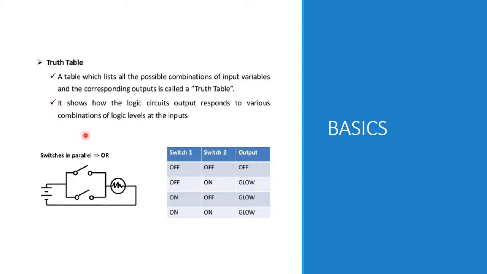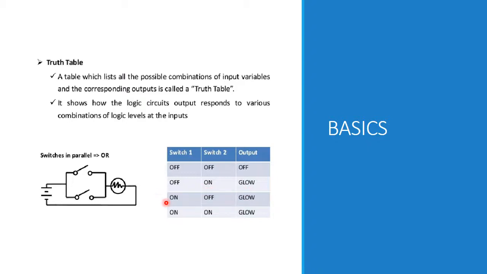For example, consider this circuit. Switches are in parallel. Now there are two switches, switch 1 and switch 2. If switch 1 is off and switch 2 is also off, the output will be off. And if the switch 1 is off and switch 2 is on, then bulb will glow.